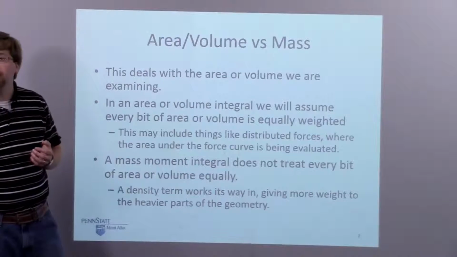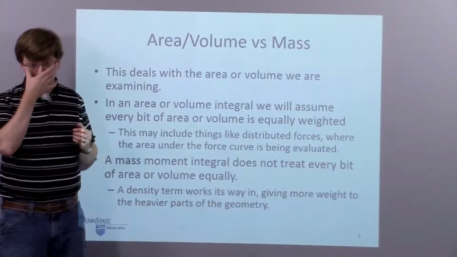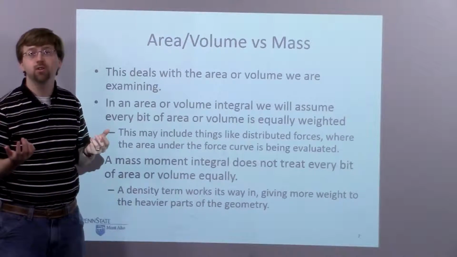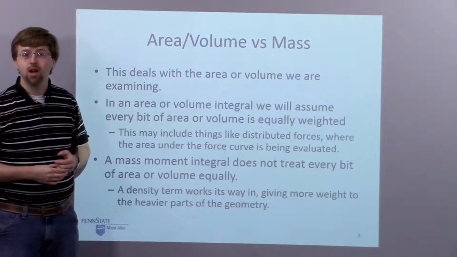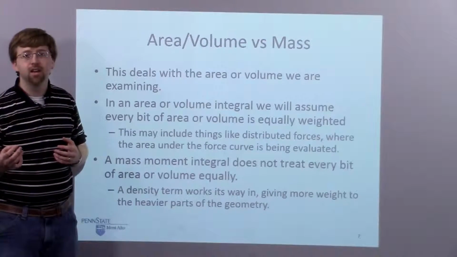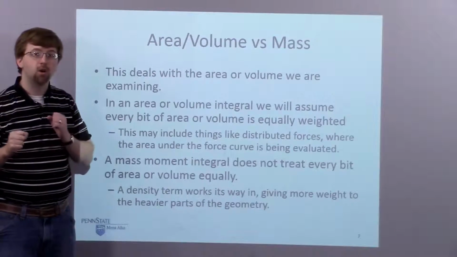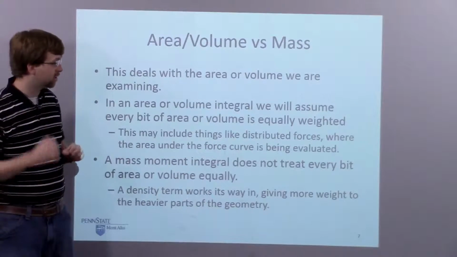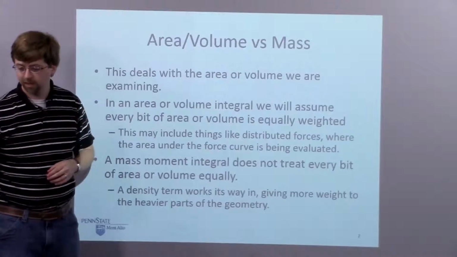We're going to have a density term that gets incorporated into all of this. The density term is there because if we imagine something like a wheel, with a rubber tire on a steel wheel, the steel is more dense. That needs to be weighted more heavily when we're looking at the forces times distances than the rubber. One bit of volume of the rubber is not the same as one bit of volume of the steel. So the mass moment integrals are a little more complicated than our area or volume moment integrals are going to be.